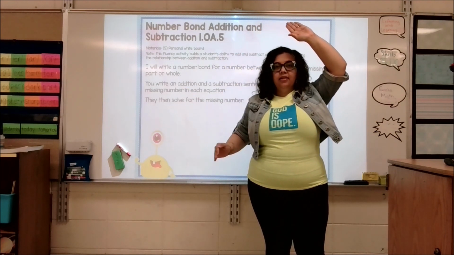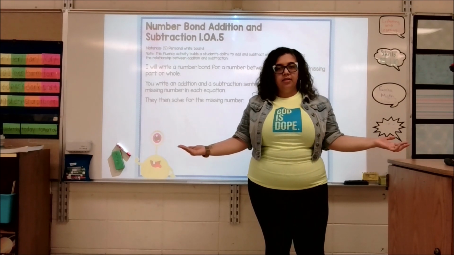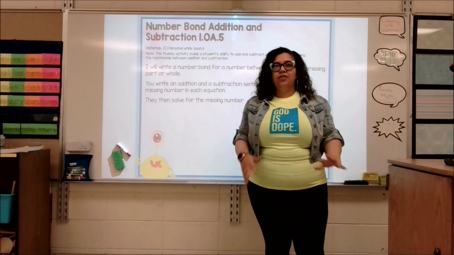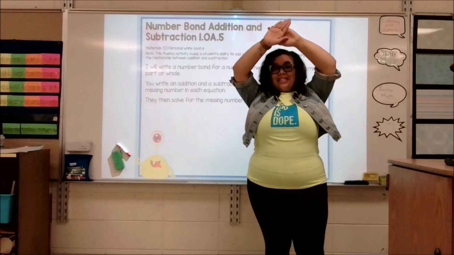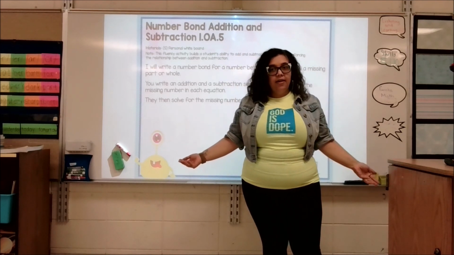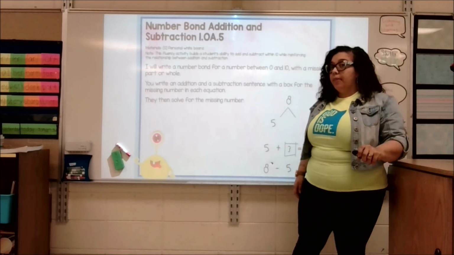6, 2. Missing part is 4. Excellent. So 4 plus 2 is equal to 6. 6 minus 2 is equal to 4. And I can flip them because these all come from the same number bond.